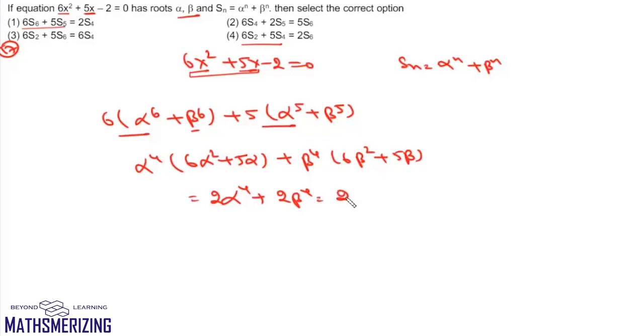So we'll get this as 2, and alpha to the power 4 plus beta to the power 4 will be nothing but S4. So we'll get this as 6S6 plus 5S5 equals 2S4, and that's your option number 1.